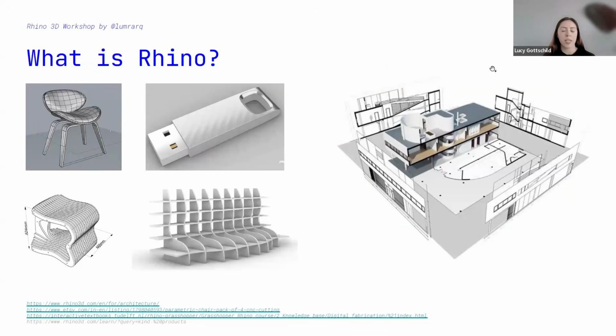So to start, what is Rhino? Rhino is a 3D modeling software, which is basically used for digital fabrication, product design, industrial design. But in this case, we will be focusing on architecture. I'm sure that whatever topic you are in, if you are an industrial designer or a product designer, you will also learn something from this workshop.